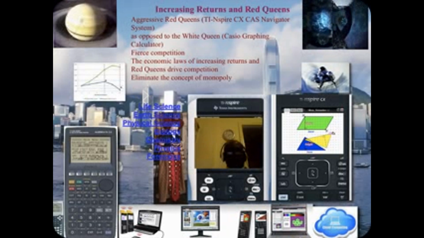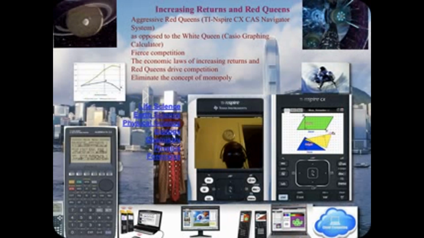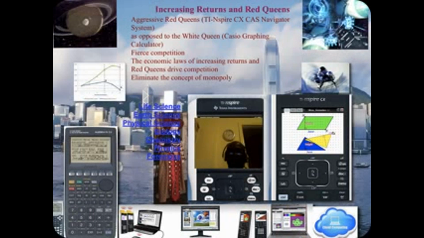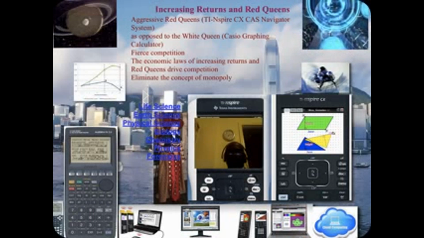Obsolete and emerging technologies, increasing returns and red queens. The TI-Nspire CX CAS Navigator systems play the role of aggressive red queens as opposed to the Casio graphing calculator Algebra 2 as a white queen. Both technologies are in fierce competition to stimulate technological innovations. The economic loss of increasing returns and red queens drive competition to eliminate the concept of monopoly.